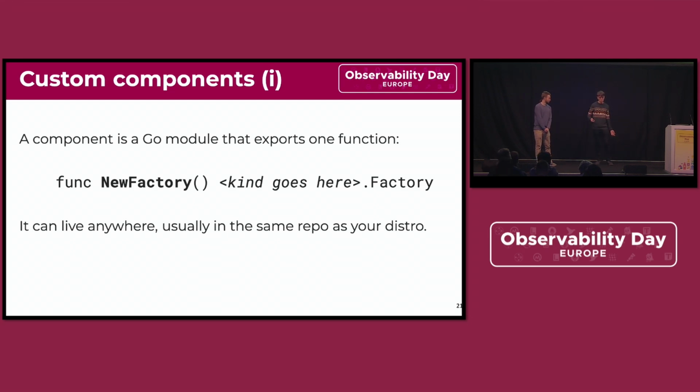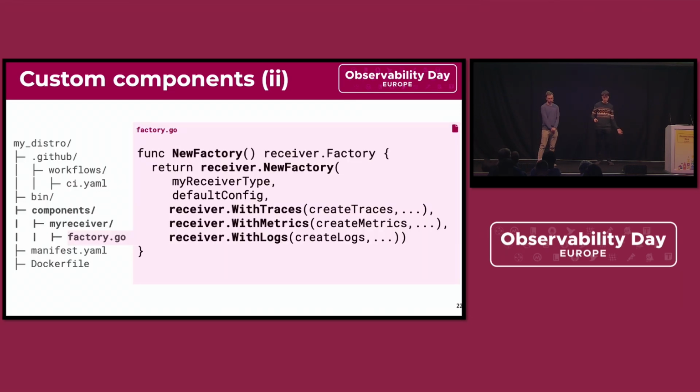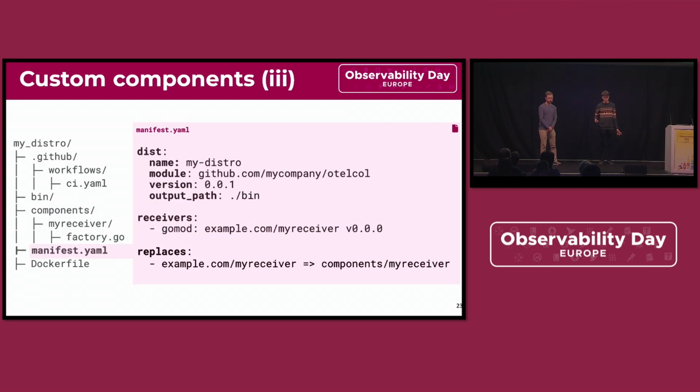And so now we're going to see the different files that our distro would have. We're not going to get into the details of how to build a component. That's a good topic for another talk. But suffice it to say, there's some Go code there that does what you want. In this case, we are building a receiver. And as you can see on the left-hand side, within the components my receiver folder is where the code would go.